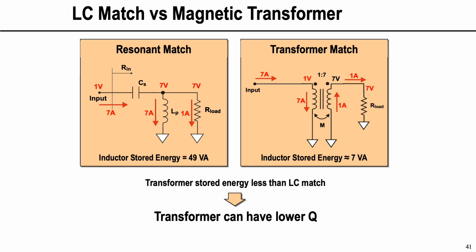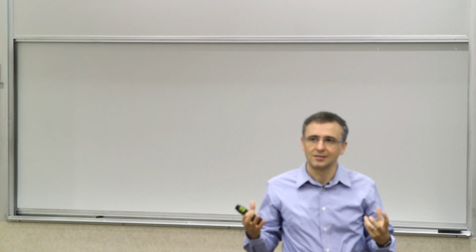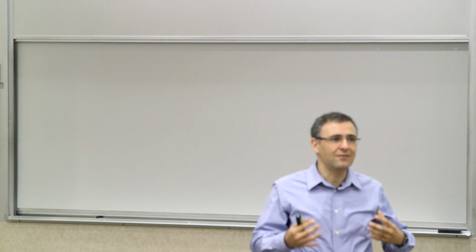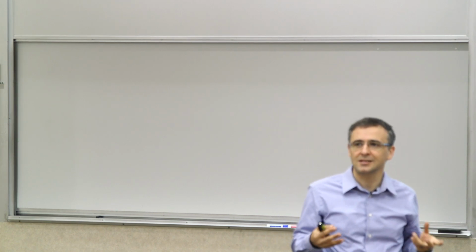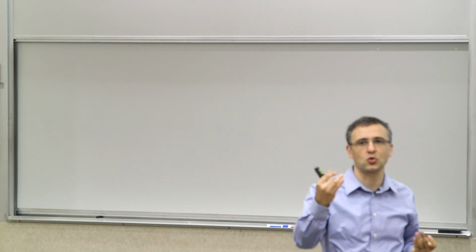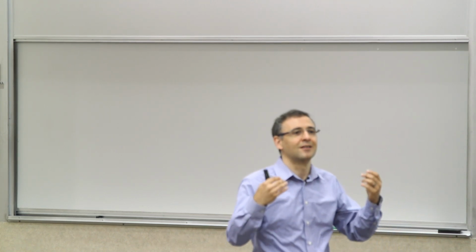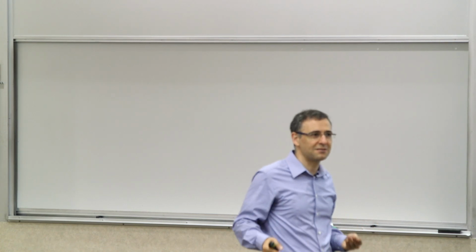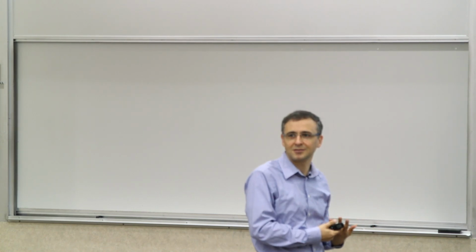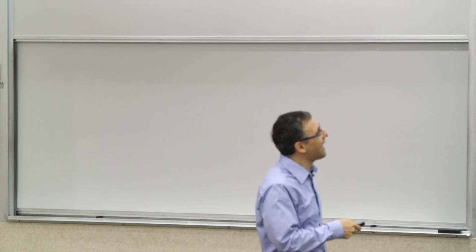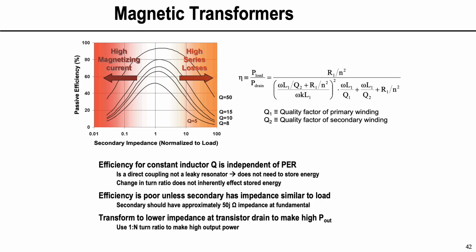Now, if you're storing less energy in your resonance circuit, for a given quality factor, considering the fact that the quality factor is the ratio of the energy stored to the energy dissipated per cycle, if your quality factor is fixed, then it means that the energy dissipated per cycle is also reduced by the same factor. So that's why using a magnetic transformer, where there's a large transformation ratio, has a fundamental advantage compared to an LC.